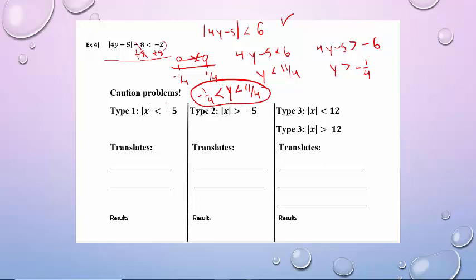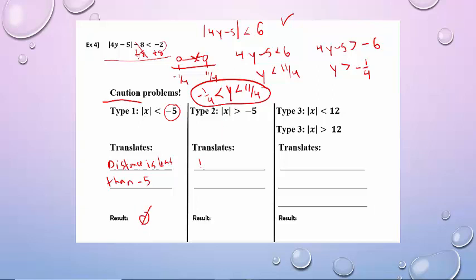So what I did is I typed up a little summary of when you want to be cautious. For example, when you have a negative number, that means you're going to have a special type of answer. So this translates to distance is less than negative 5. That statement in itself doesn't make sense. You can't have a negative distance, and you certainly can't have more negative distances. So anytime you have less than a negative, you'll have no solution.